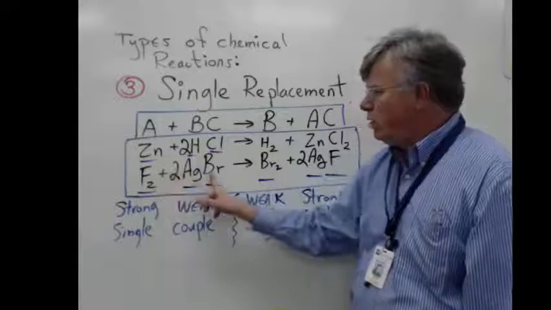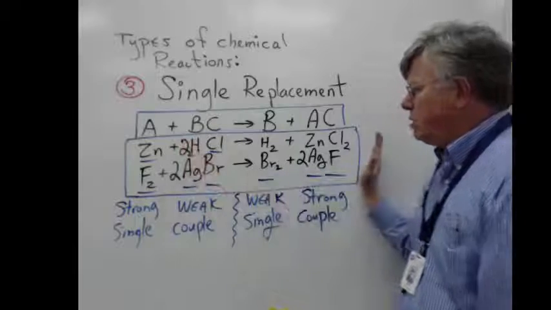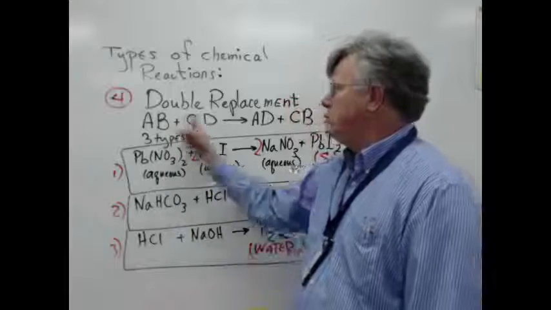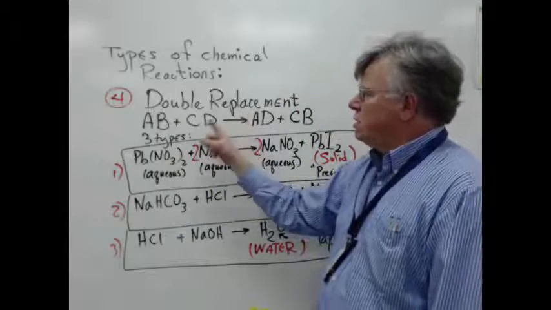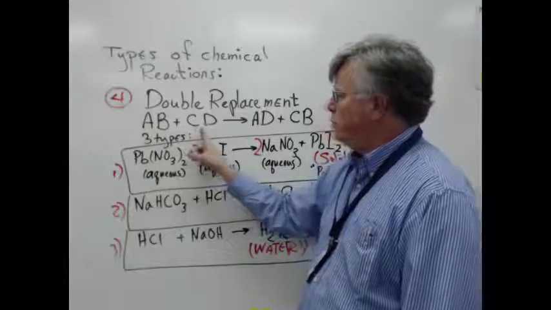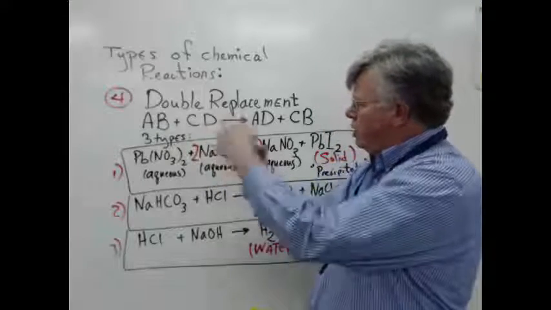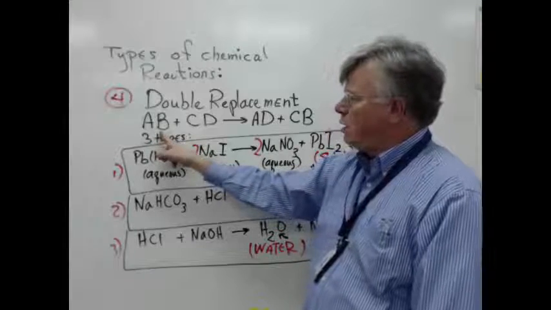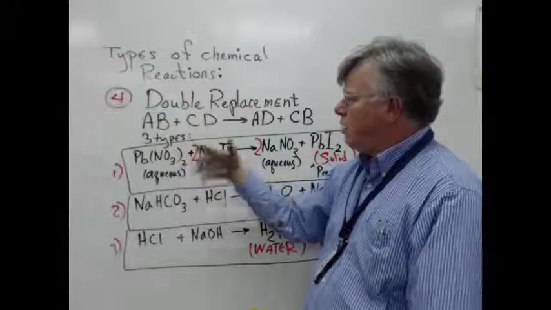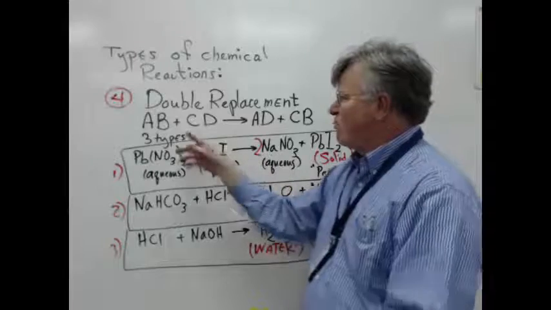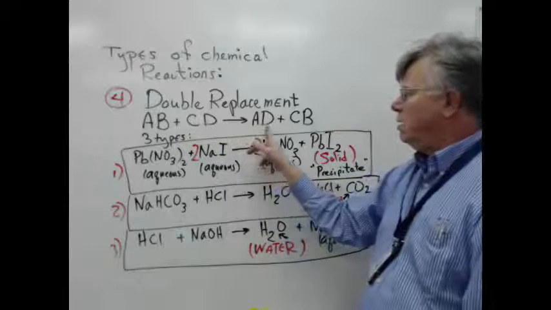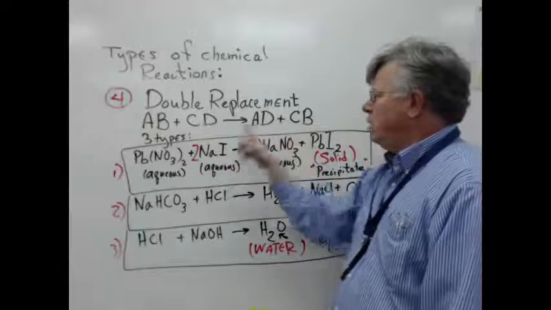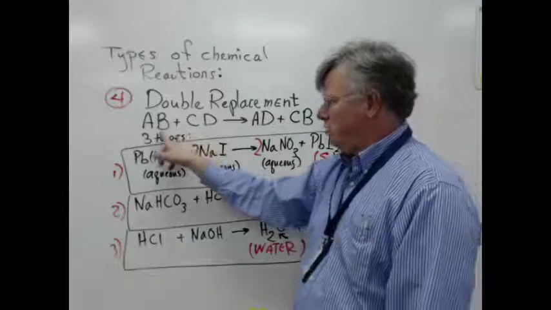If this is weaker than this, there's no reaction. The fourth chemical reaction is called a double replacement reaction, symbolized by 2 couples, and they're going to replace each other, make 2 new couples over here. So for example, AB, a couple, plus CD, a couple, these are combined together, would make AD. So notice now the A has gone with the D. And CB, the C, has gone with the B.